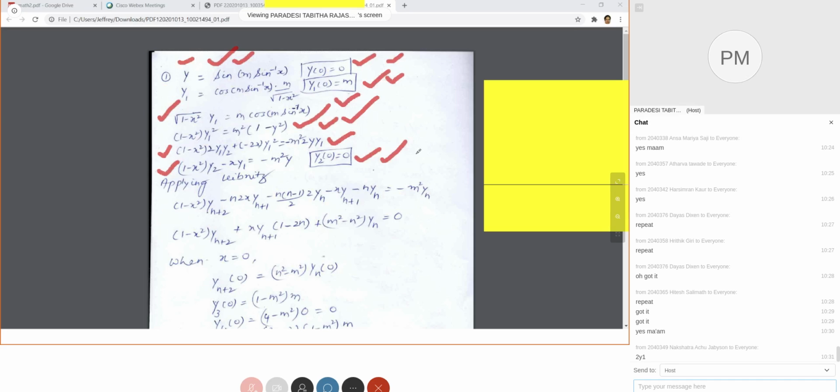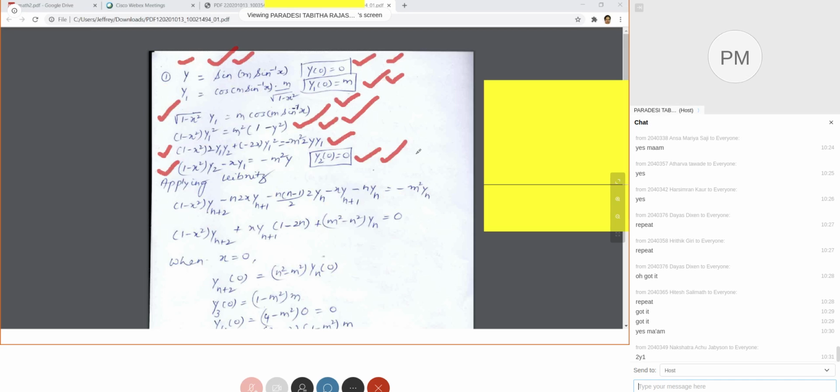Wherever x is there, put a 0 and check whether y2 of 0 is 0. You have to use the earlier values. You might have to use the y of 0 value. Anybody who's not understood how to get a y2 of 0, mention a repeat. If you got it, then mention correct. Yeah, some of you are confirming that y2 of 0 is 0. Okay, you had to use the y of 0 there. Then only you will get a 0.